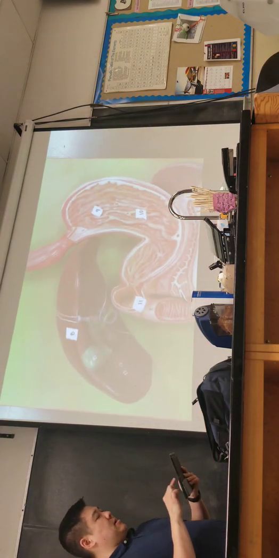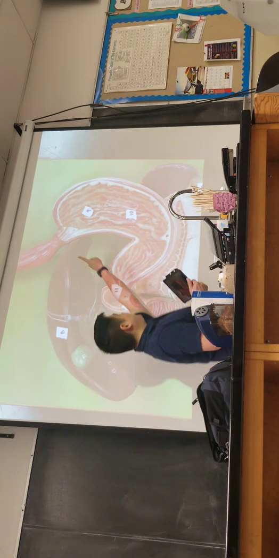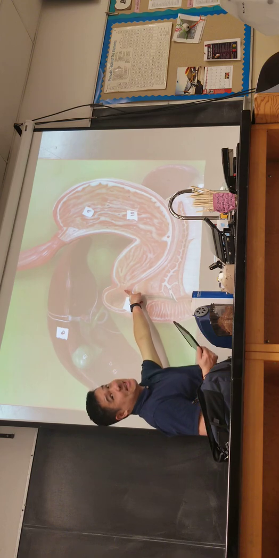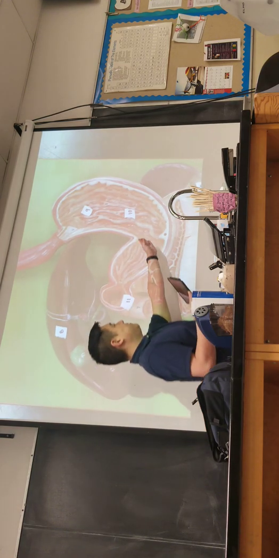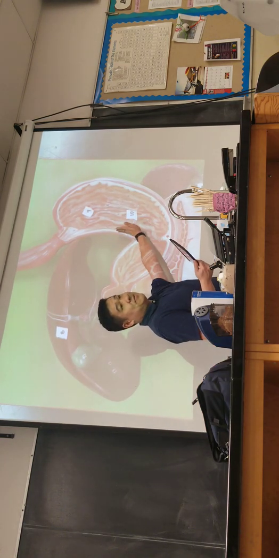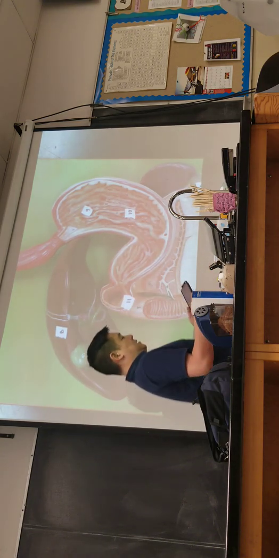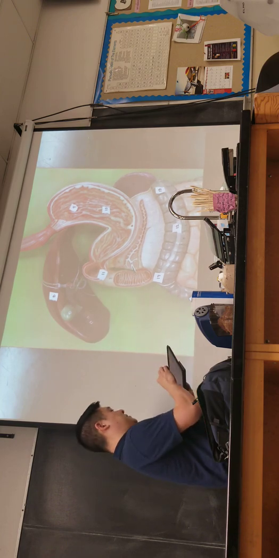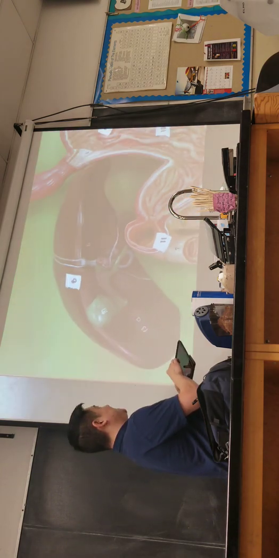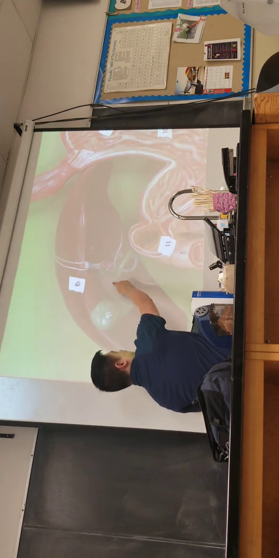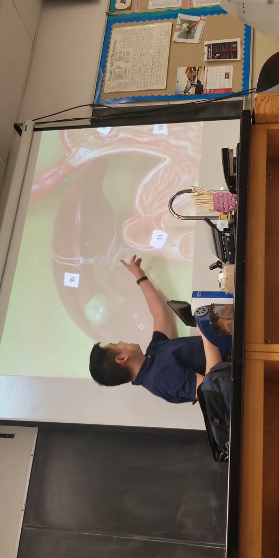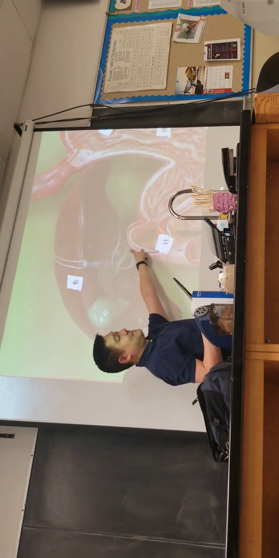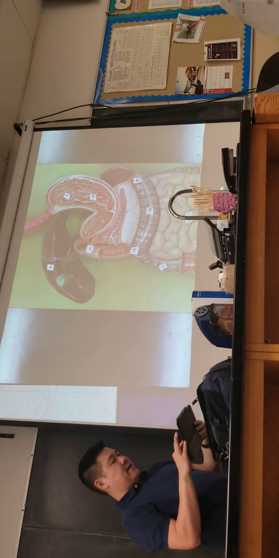Okay. What would be right here? Cardiac sphincter, and this one is the pyloric sphincter. What are these ruffly thingies? Gastric rugae. Okay. What's number 8? The liver. Okay. What is this duct? Cystic duct. What about all the way over here? Common bile duct.